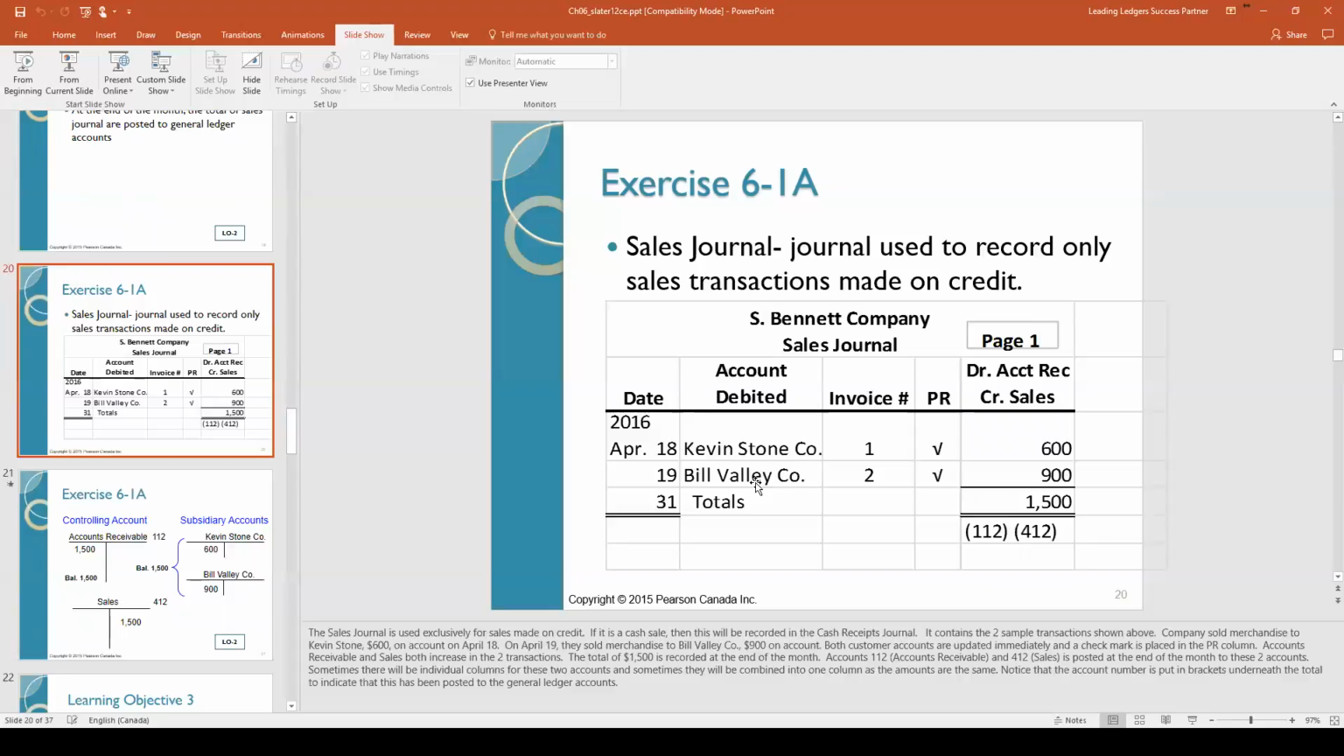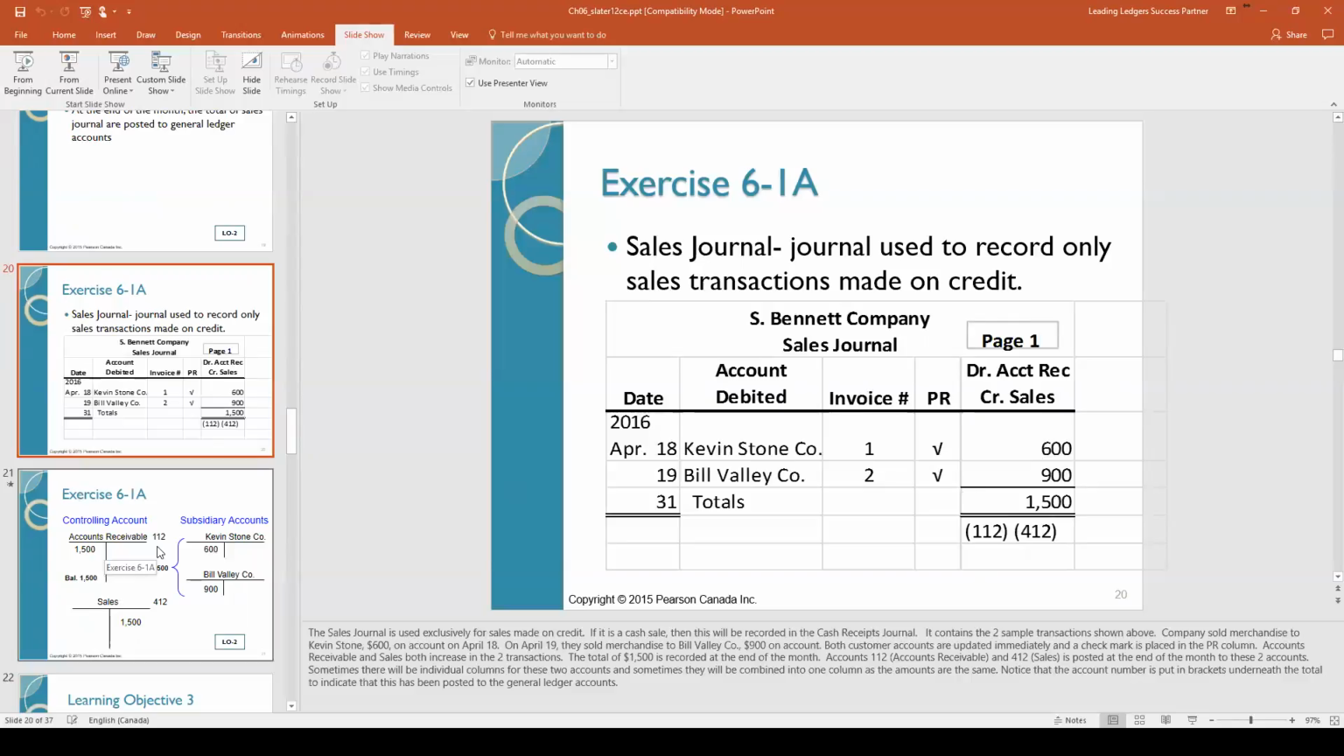At the end of the month, this is called cross-footing. I go through and total up all the columns that I have. The sales journal is easy. There's generally only one column in the sales journal. I add up the sales, I have a total, and I take that $1,500 total in this example.